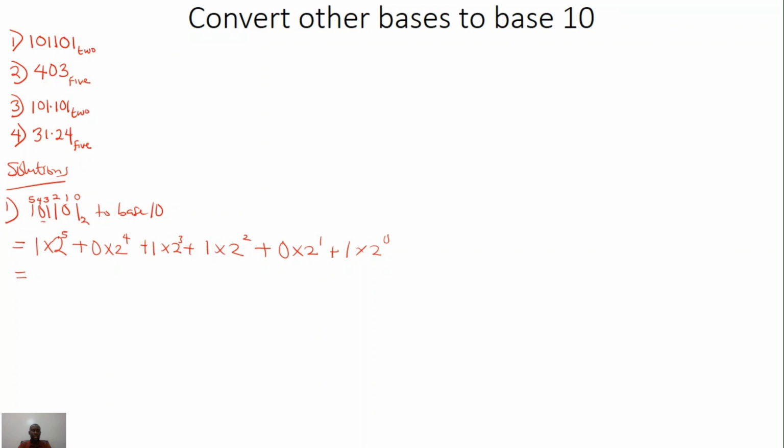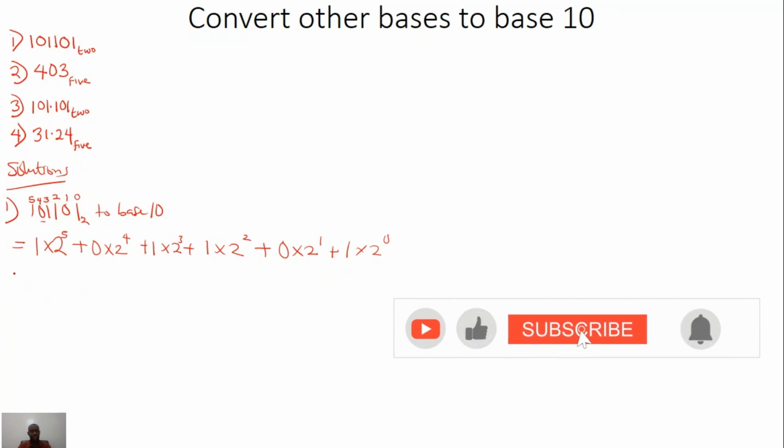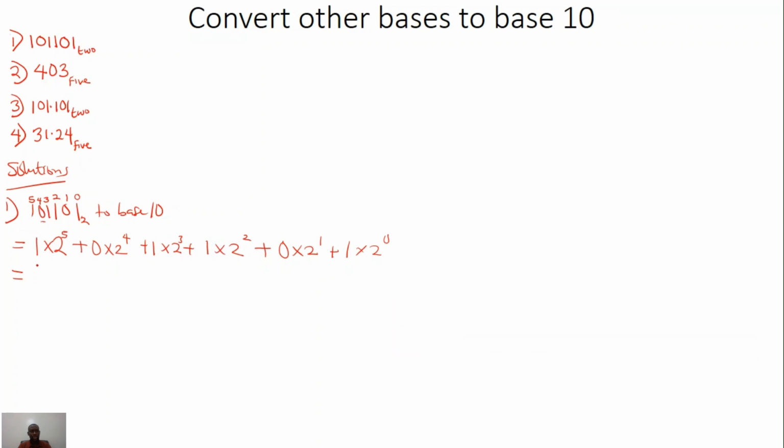When you evaluate this, 2 raised to power 5 is equals to what? 32 plus this is 0 plus this is 8 plus this is 4 plus this is 0 plus 2 raised to power 0 is 1. 1 times 1 is 1, equals to 45 base 10. And this is our final answer.